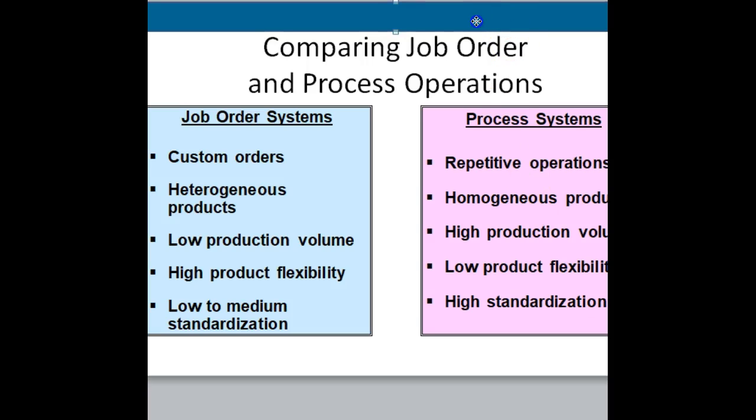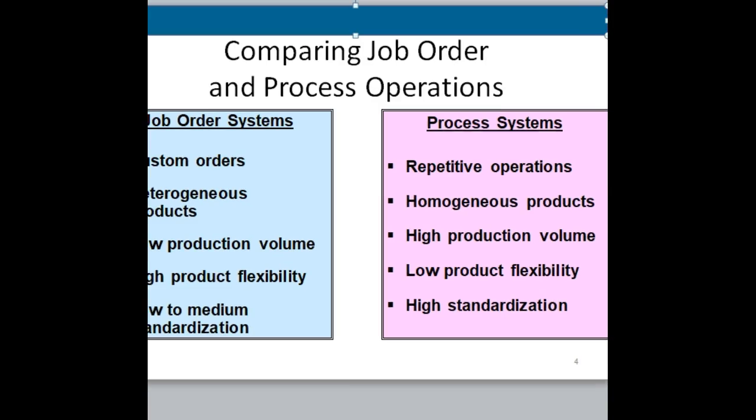We're now going to look at process cost systems, and they're a little bit different. They are for operations. We look more at the cost of the process first rather than the cost of the product individually. So it's going to be repetitive operations.